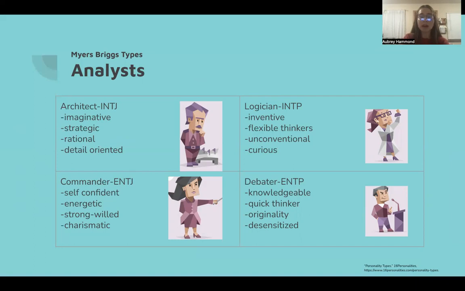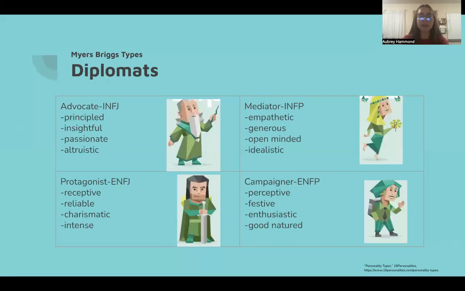And our last one, we have the debater, which is ENTP. They're knowledgeable, quick thinkers, their originality, and they are desensitized, which can be a downfall for them. The next, we have diplomats. For the four, we have our advocate, our mediator, protagonist, and campaigner.